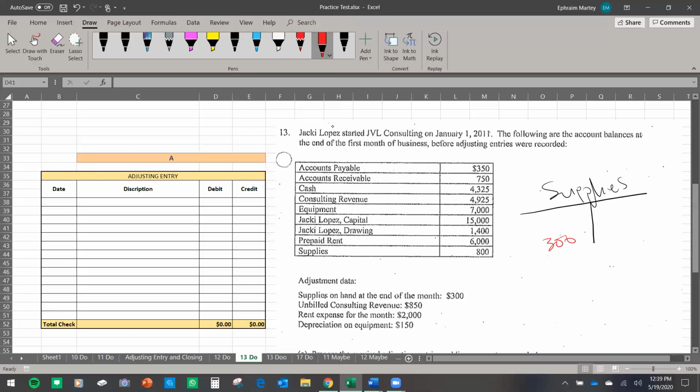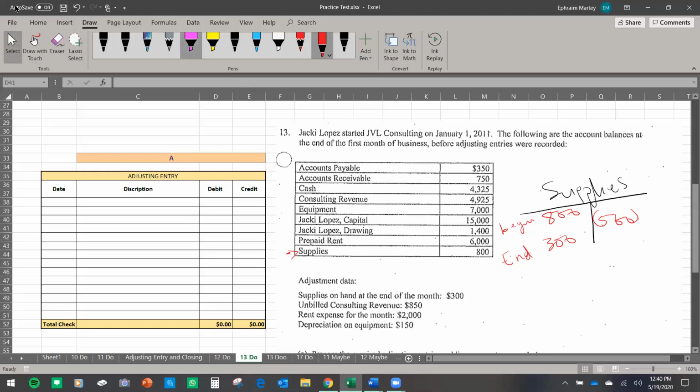Okay, so you want to look at your beginning supplies, and when we have supplies right here, supplies was 800. So if we begin with 800 and now we have 300, how much did we use? Okay, that is 800 minus 300, which is 500. Okay, so we used 500 out of 800 to have 300. So that is how you do it when you're doing adjustment. They will tell you the end product and you have to find what is missing.